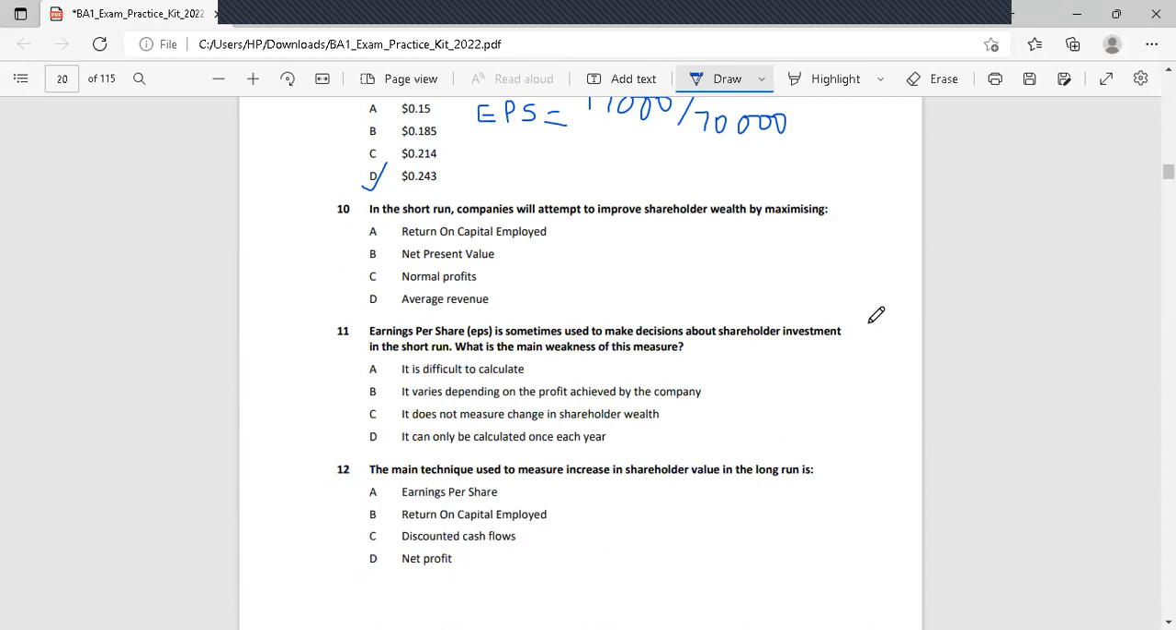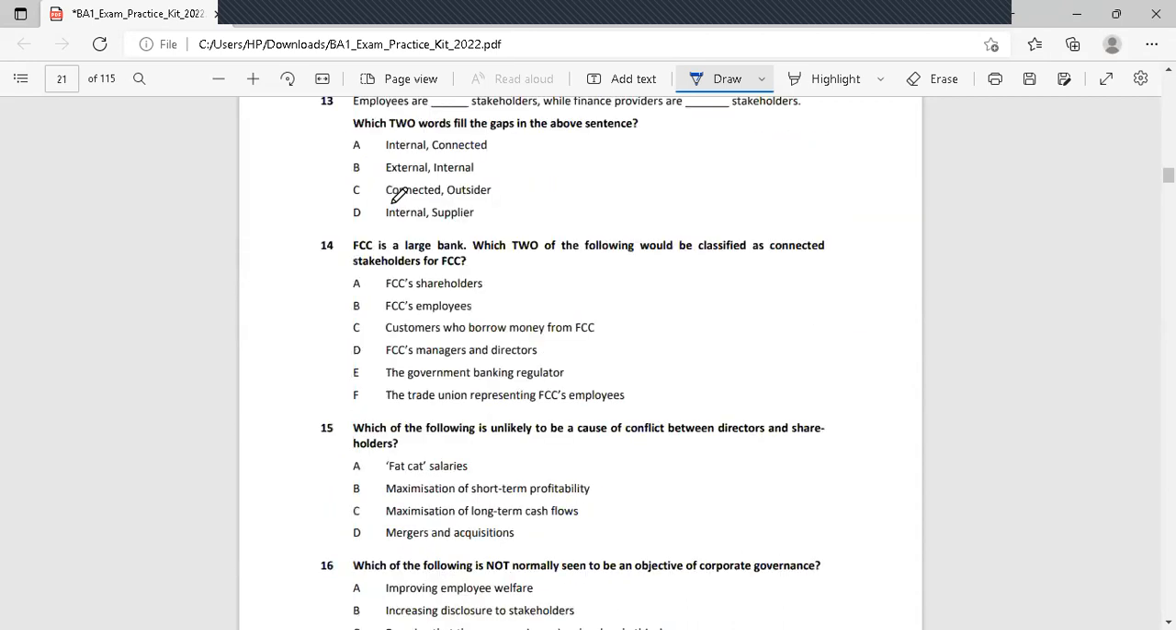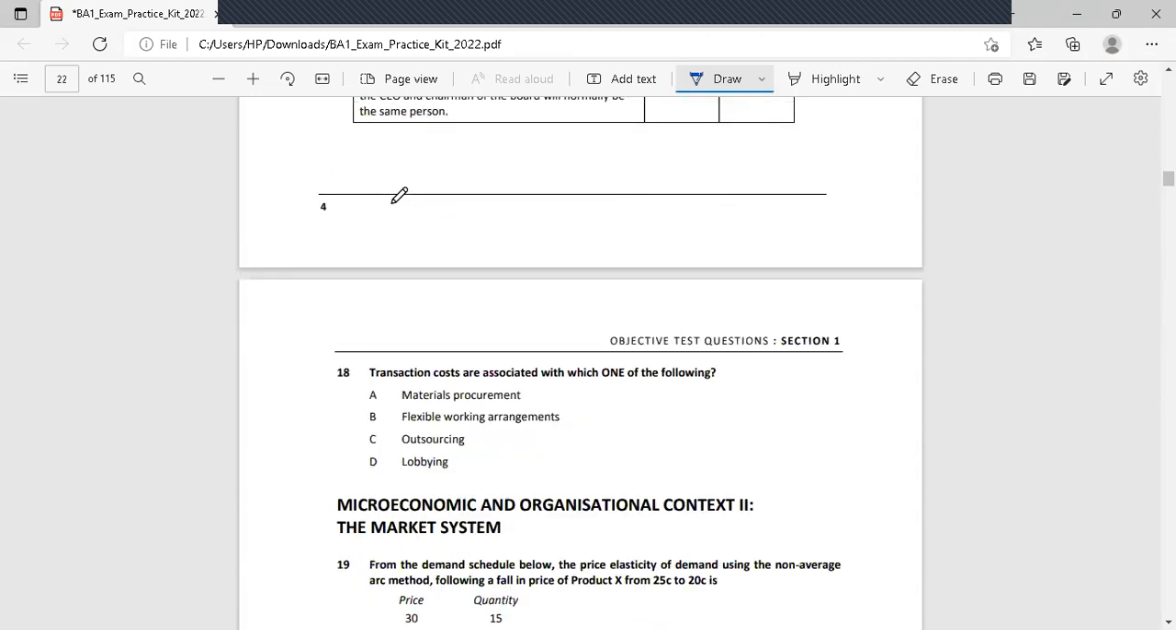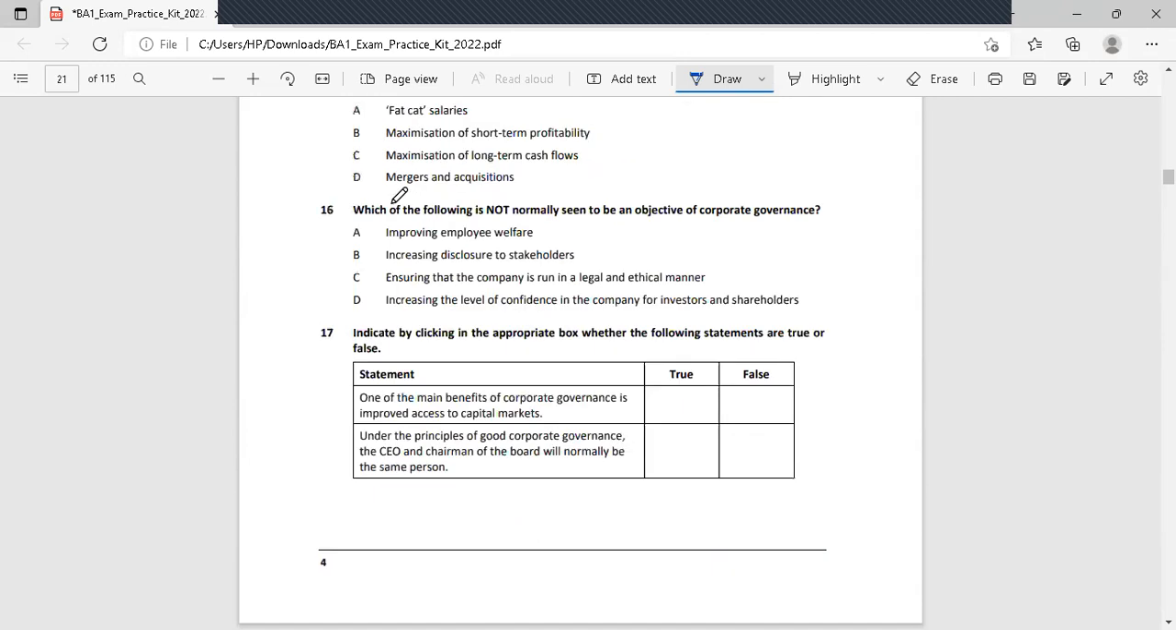We'll just take the 10th question and then we'll wind up today. We will meet again at the same time. In the short run, companies will attempt to improve shareholder wealth by maximizing return on capital employed, NPV, normal profits, or average return. It is always about the return on capital employed. There are other questions also, but we can continue tomorrow and then take up the other topics in the first chapter. Okay, any doubts?